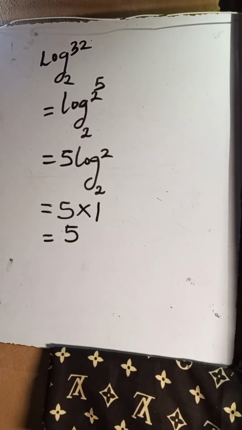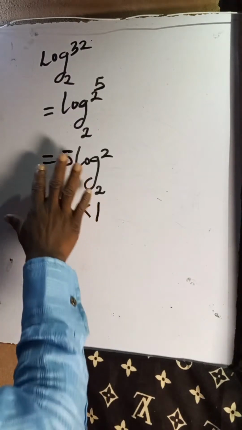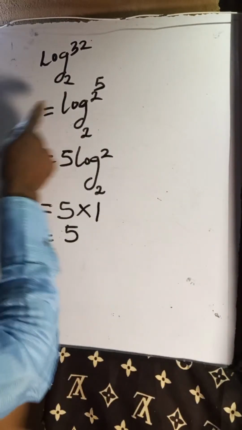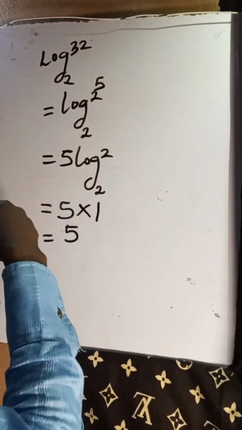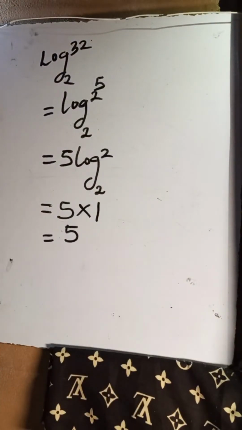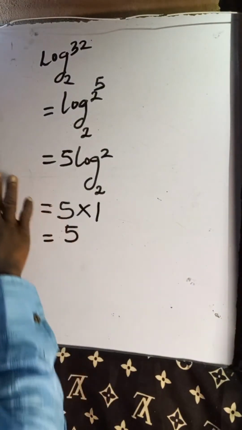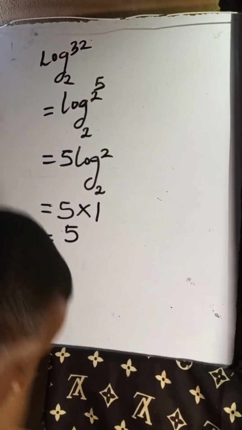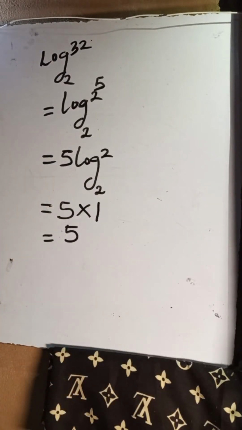So these are the basics. We need to understand how to deal with the basics so that we don't have issues when we get there. There are other methods to solve it. You can equate this one to x, then 2 raised to x equals 2 raised to 5. So the bases cancel, therefore x equals 5. There are other ways to do it, but I just wanted us to use this method. It's very clear, and I hope this is understood.